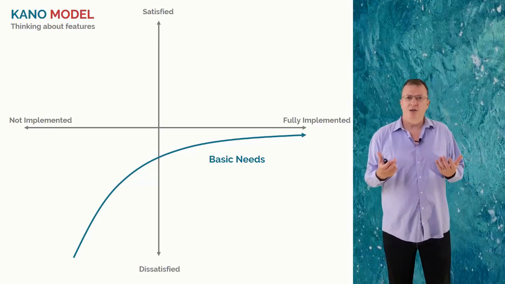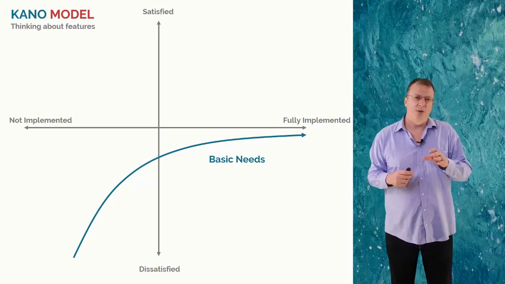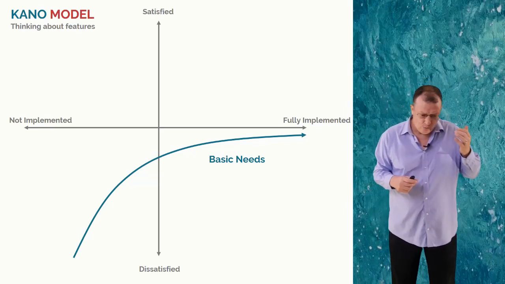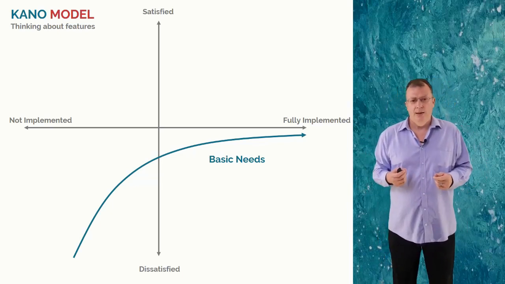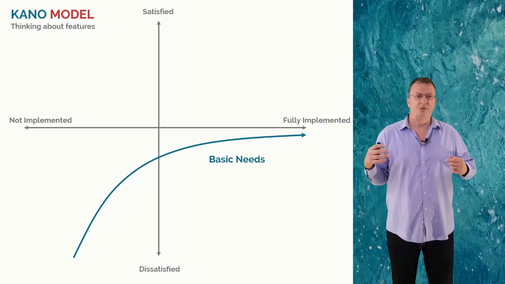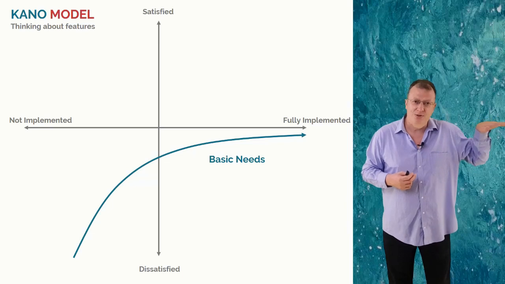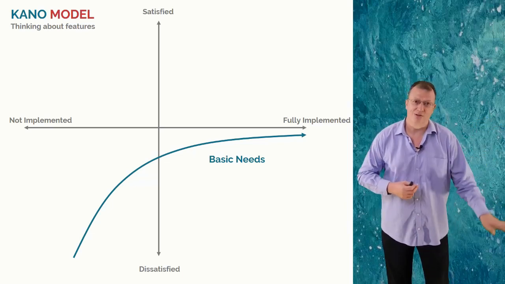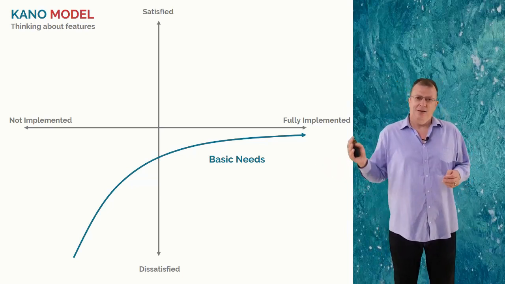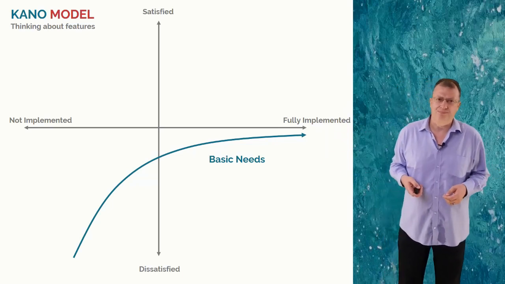Now, the way that customers experience these features, this space is quite interesting. The first types we're going to look at are basic needs. These are the features which satisfy basic needs. So why basic need? Let's just talk about this graph. If we look at the side where the feature is not implemented at all, customer satisfaction is extremely low. They're very dissatisfied that this feature is not there. All the way through to the feature being fully implemented, and customers not being super satisfied, but at least being satisfied that the feature is implemented.